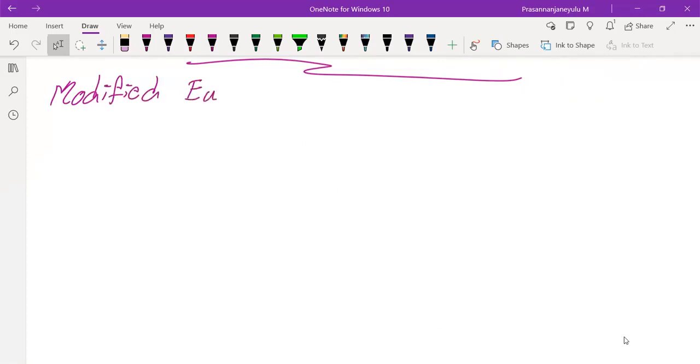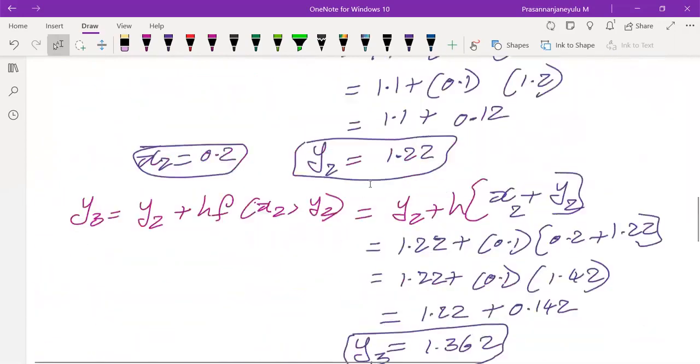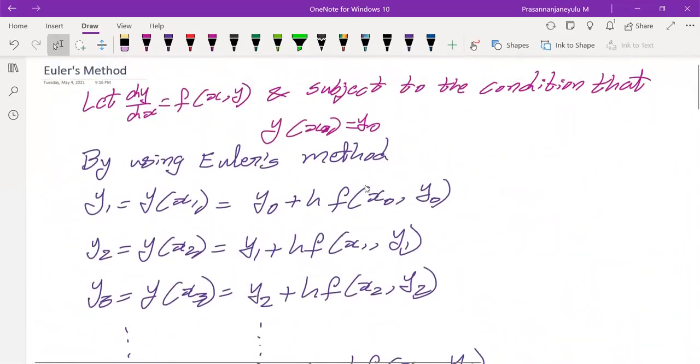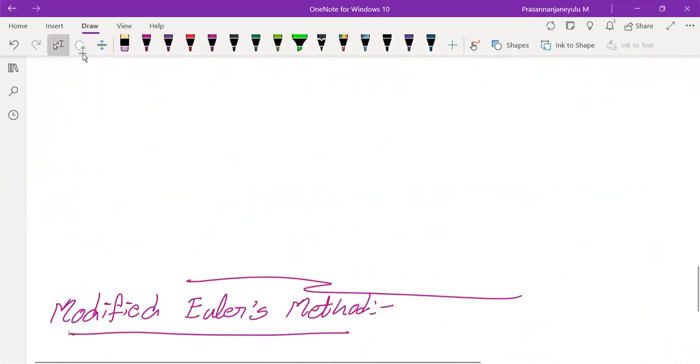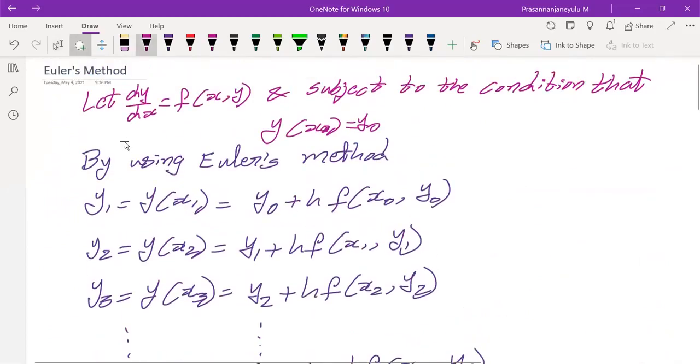What is the modified Euler's method? It has a few changes compared with the Euler's method. I'm copying as it is what we took in our Euler's method, the same steps. Let dy by dx equal f of x comma y, and all the rest I'll take the same as it is.